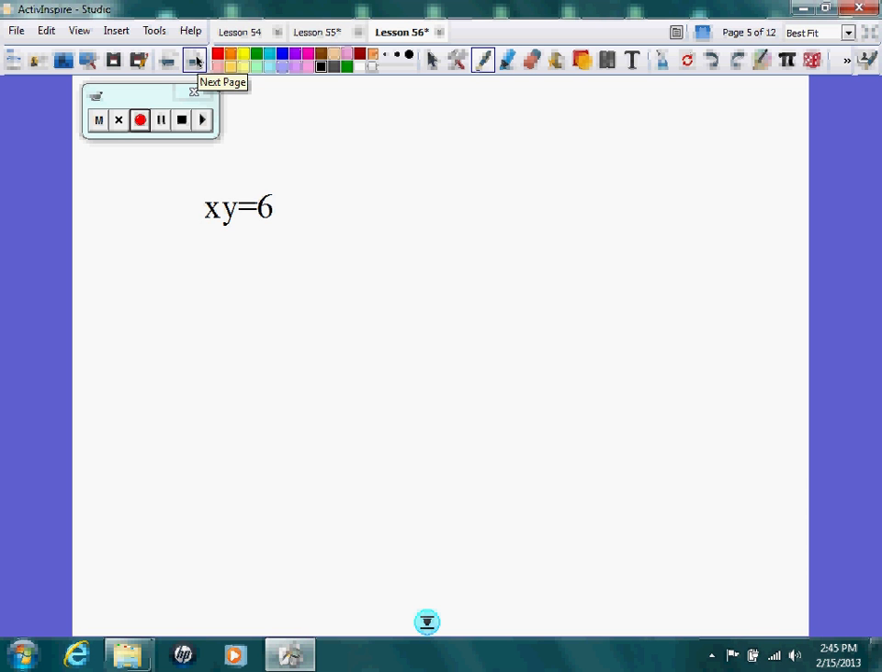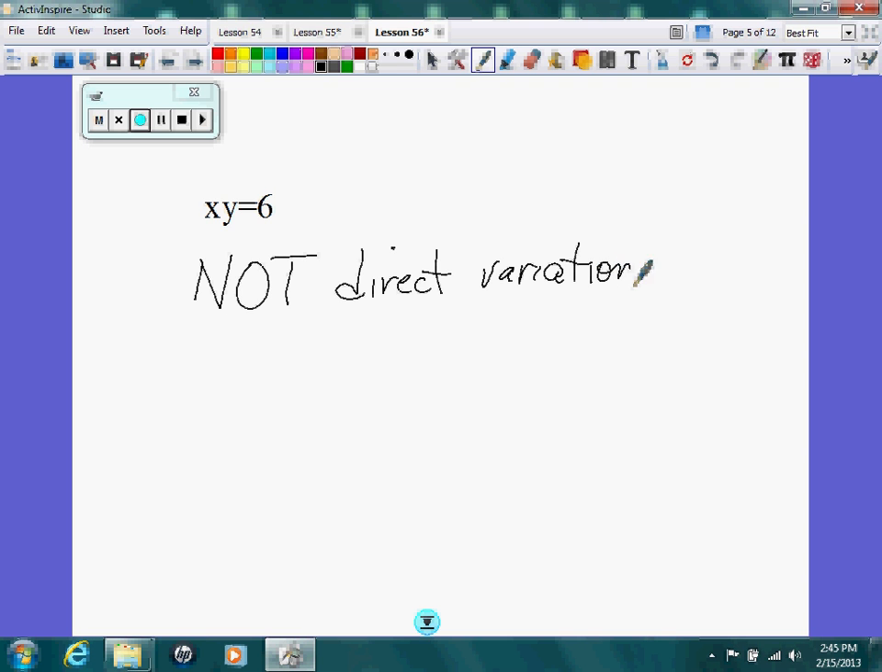Okay, let's look at one more. We've got x times y is equal to 6. Well, here's x and y on the same side of the equation, and what's the arithmetic operation indicated here? Well, it's multiplication, not division, so this is not direct variation. I spelled variation correctly there. I hope you noticed.